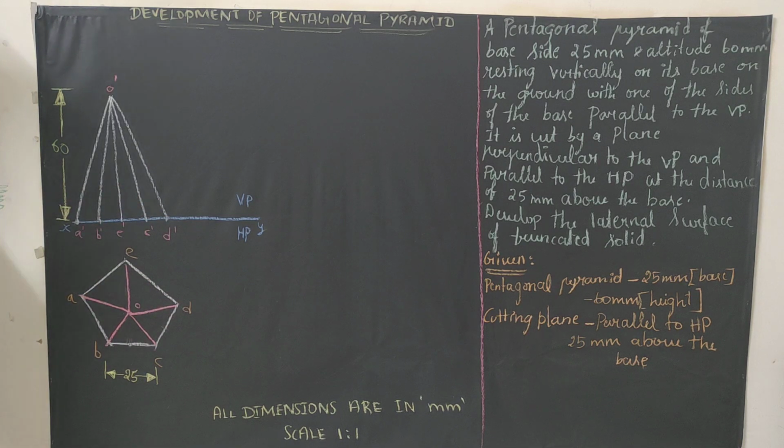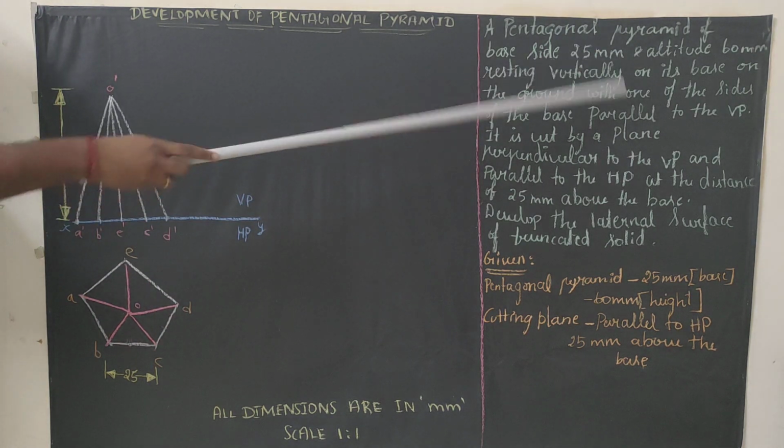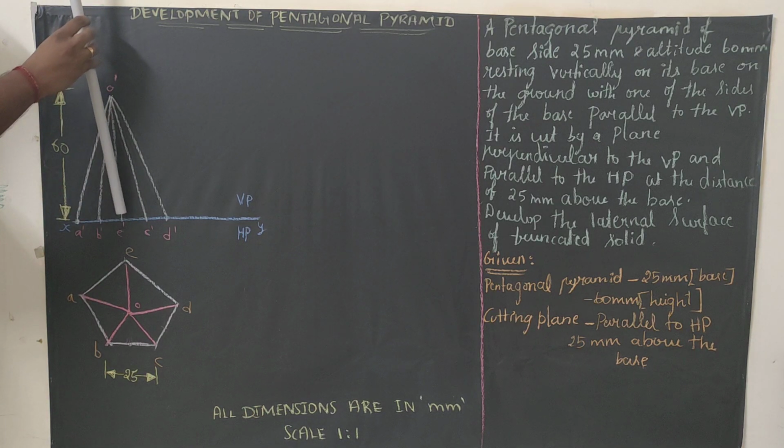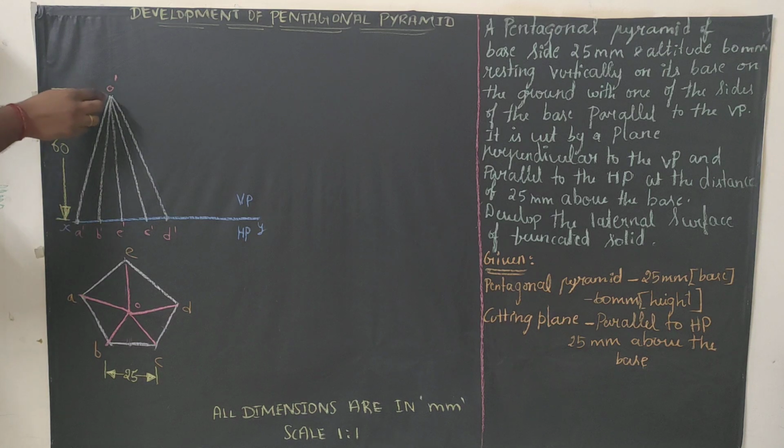Next, they clearly gave that the altitude is 60 mm. So this is the axis, right? But since we have a visible edge, we give preference to the visible edge. If we didn't have a visible edge, we would draw the axis line only. So from this point, draw a line vertically for 60 mm and just mark a point.